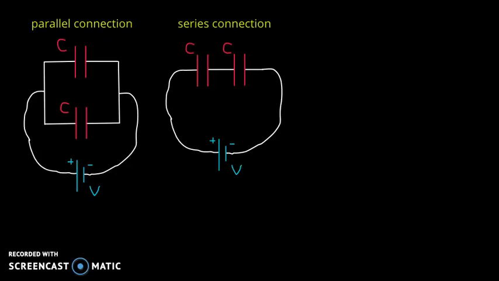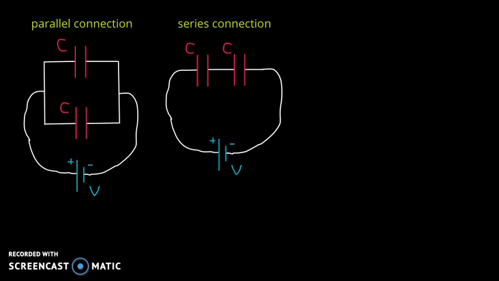In this problem, we have two identical capacitors, and there are two different ways of connecting them. One possible connection is the parallel connection, that's the one on the left-hand side, and the other possible way to connect the two capacitors is the series connection, the one on the right-hand side.